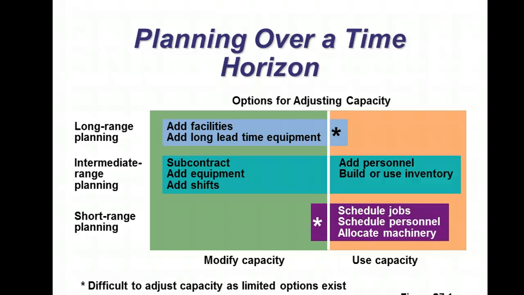So the significant part about this is you can make different decisions at different points, depending on where you sit. For example, if you want to increase capacity through the use of facilities, you want to build a new factory, whatever, you're looking at long-range planning. You can't just do that overnight. In the interim type things, those intermediate type things, you can subcontract, and you can achieve additional capacity by basically hiring that out.